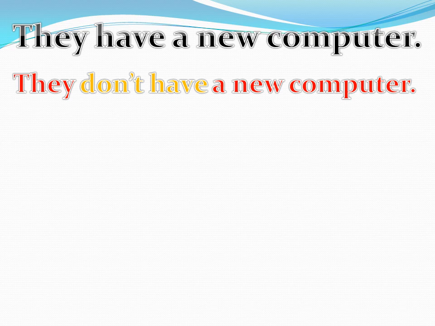They have a new computer. How do we change this into negative? As we regularly do, we will add don't or doesn't after they. So the sentence will be, they don't have a new computer. So have will be don't have.